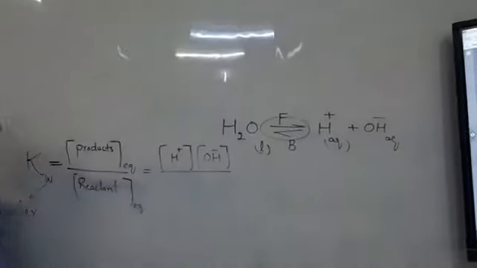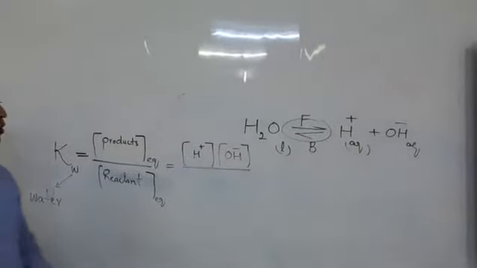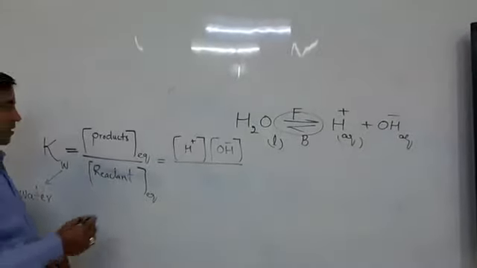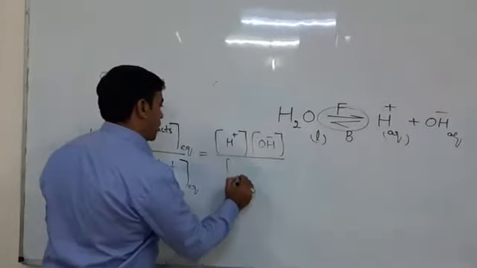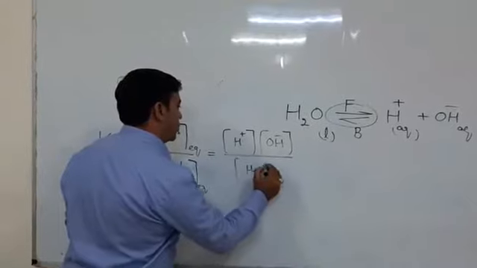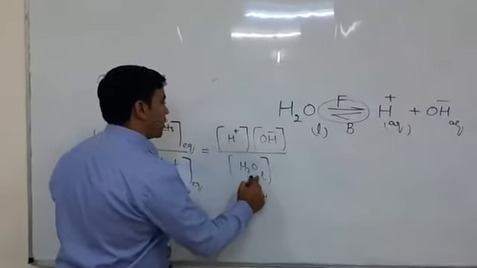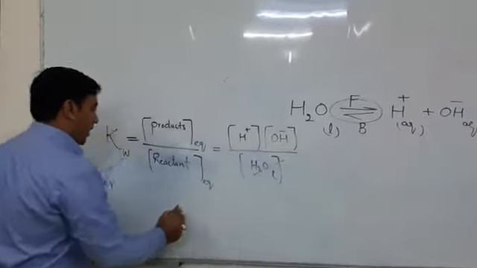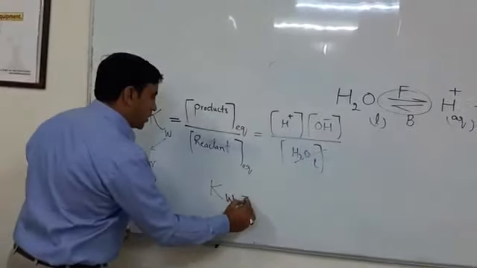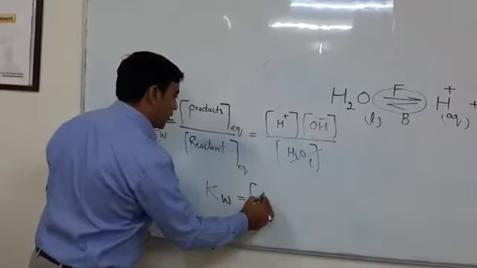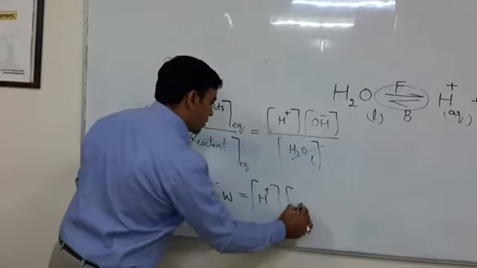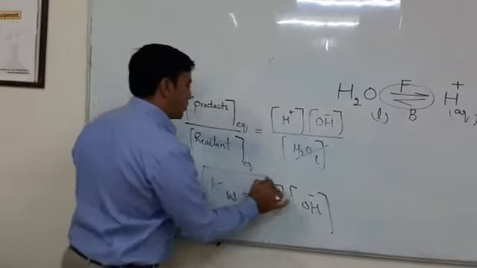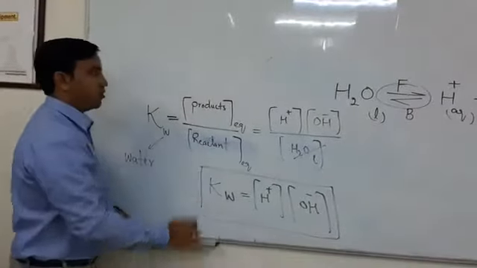Actually, we will not use any compound or molecule present in solid or liquid state. We cannot write it in the equilibrium expression. If you write H2O, it will not work in this physical state. So you can cancel this one and then write Kw is equal to the concentration of hydrogen ion times the concentration of hydroxide ion, and this expression is known as the ionic product of water, Kw.